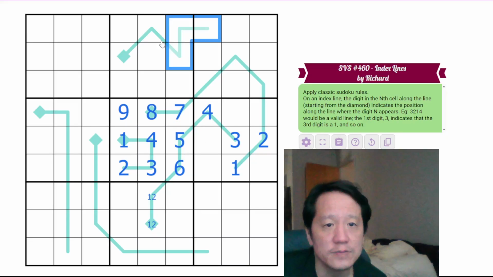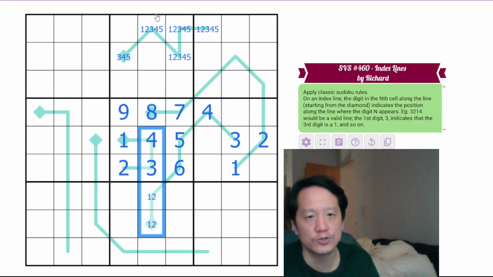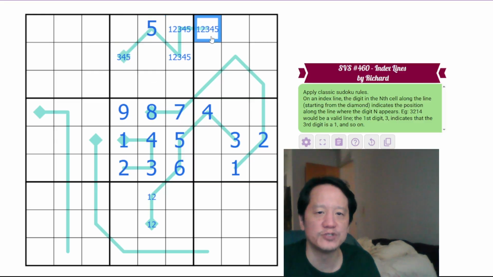These digits must be 1 through 5. That's the length of this line. No 1 or 2 here. This 1, 2, 3, 4 triplet or quadruplet eliminates 1, 2, 3, 4 here. So this is 5, which is 5, not 4. How do I get 4? 5, which is saying 2 has to be in the fifth position. So this is 2, which eliminates 2 and 5 on the rest of the index line.